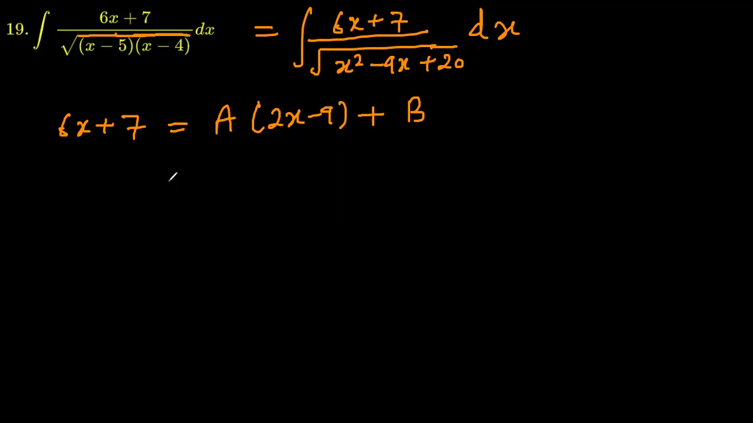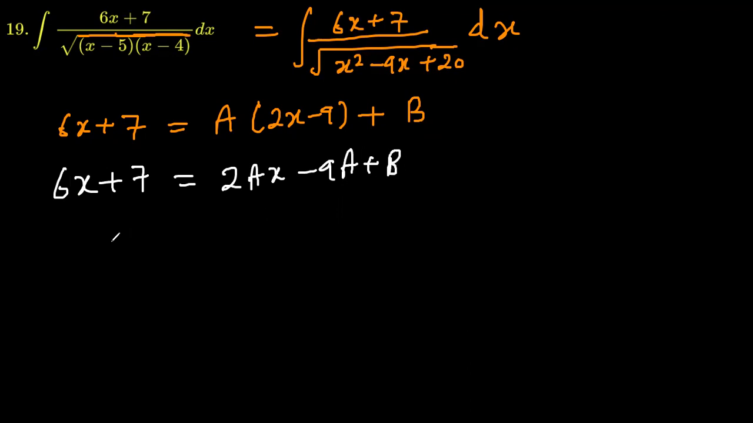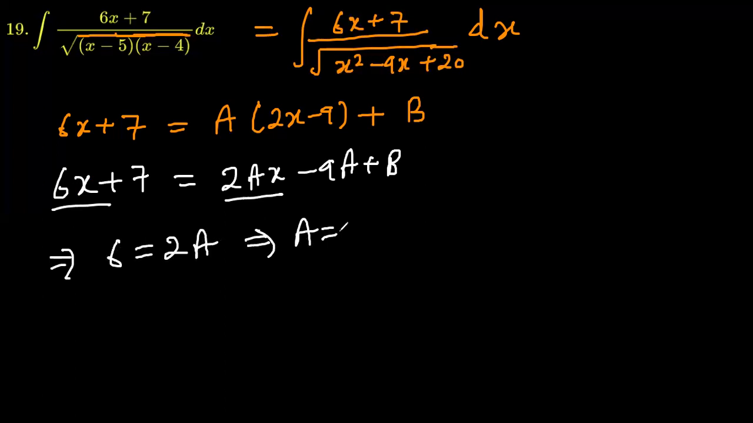Okay, let's first find the values of a and b. So 6x plus 7 remains as it is, and we open the bracket on the right side. Now we equate the coefficient of x and the constant term. Look here. The coefficient of x here is 6. So this implies 6 is equal to 2a. This further implies a is equal to 3. So we got the value of the first constant a.